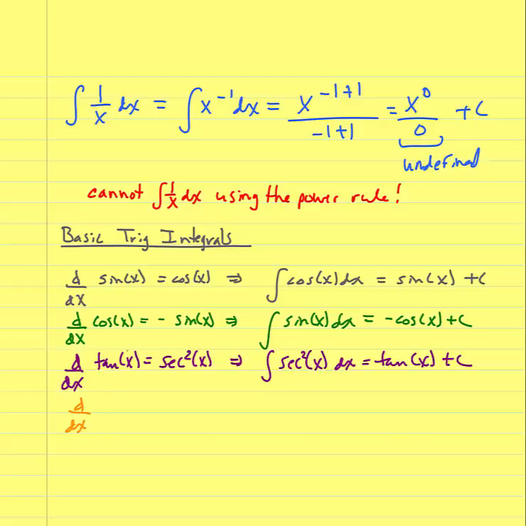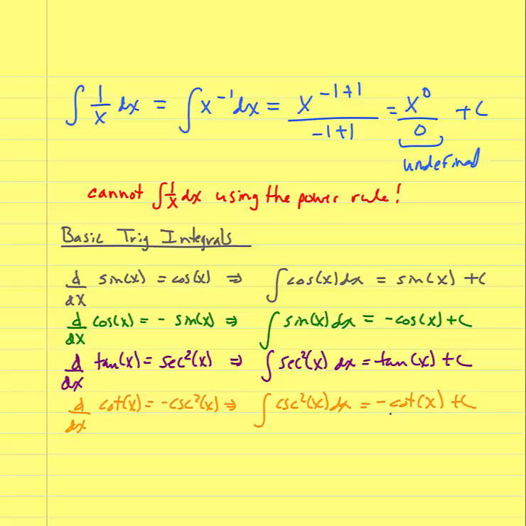We can do the same thing for cotangent. The derivative of cotangent is negative cosecant squared of x. This implies that the integral of cosecant squared of x dx then is equal to a negative cotangent of x plus c. Antiderivative. And again, we're making this cosecant squared positive. If we wanted to have this to be negative, then this would be a positive cotangent as my antiderivative.